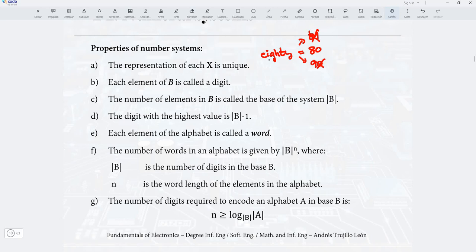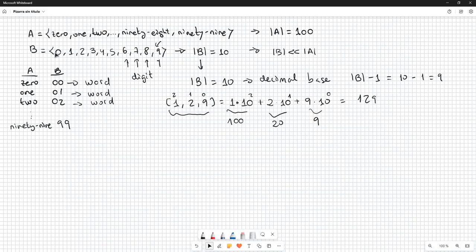Every element of B is called a digit. The number of elements is called the base of the system. In the decimal base it is 10. The highest digit is 10 minus 1, which is 9 in the decimal base. This may change when using different bases. Each element of the alphabet is called a word. Okay, this is a word, 0, and this combination.